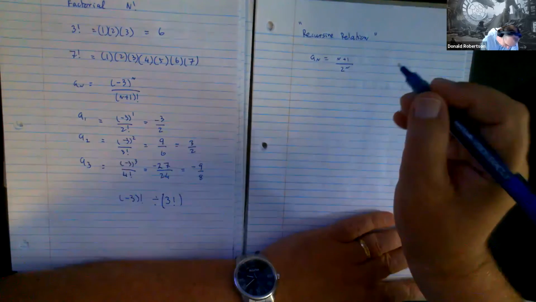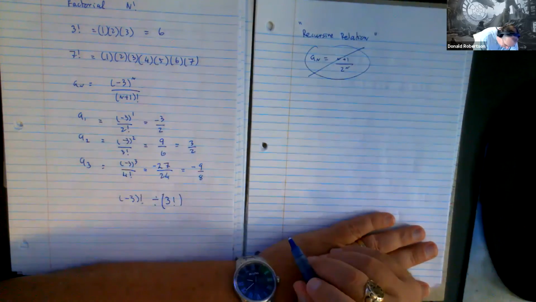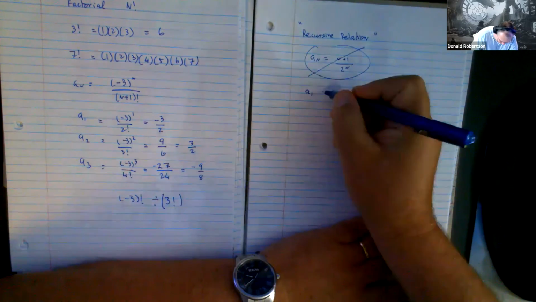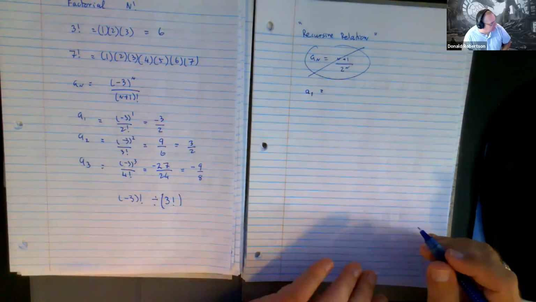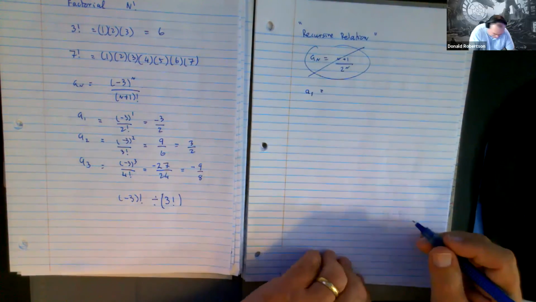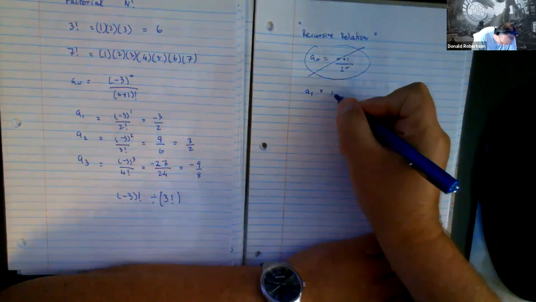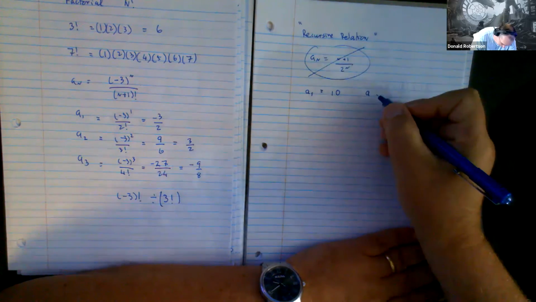In a recursive relation, that's not how the information is given to you. You will typically be given the first term, and sometimes it's called A1. I've seen it called A0. I've also seen it called A2, but they'll give you a number to start with, A1, and let's suppose it's 10. And then they'll give you a relationship that looks something like this.